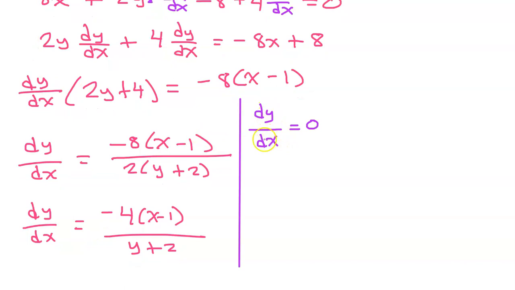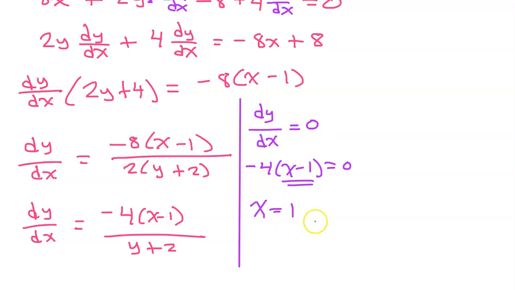Let's determine where dy/dx will equal 0. A fraction will equal 0 when the numerator equals 0. So this implies negative 4 times x minus 1 is equal to 0. But using the zero product property, I can set x minus 1 equal to 0 and get x equals 1. So this is the x value of a point where the slope is equal to 0.